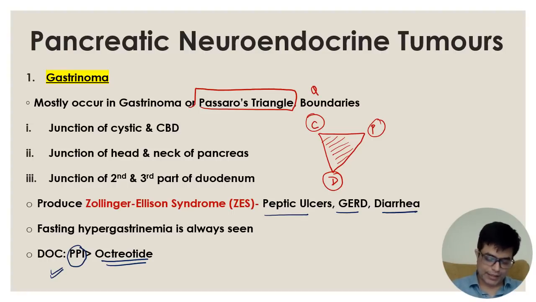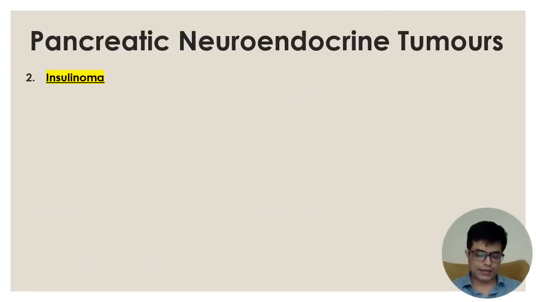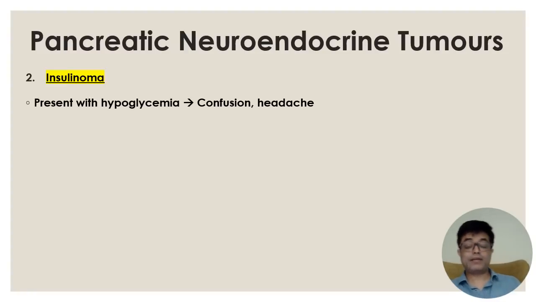The second pancreatic neuroendocrine tumor to review is insulinoma. Insulinoma produces a large amount of insulin. So obviously it will be causing hypoglycemia, and the patient can present to you with confusion and headache. In fact, it can resemble neuropsychiatric symptoms sometimes. Second, these patients will have weight gain. We know insulin is an anabolic hormone, so weight gain will be there.